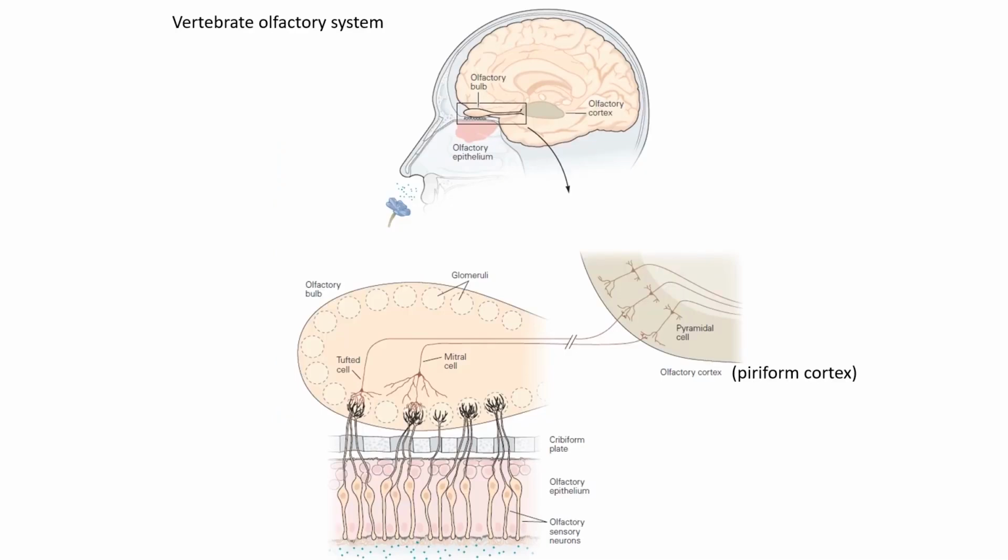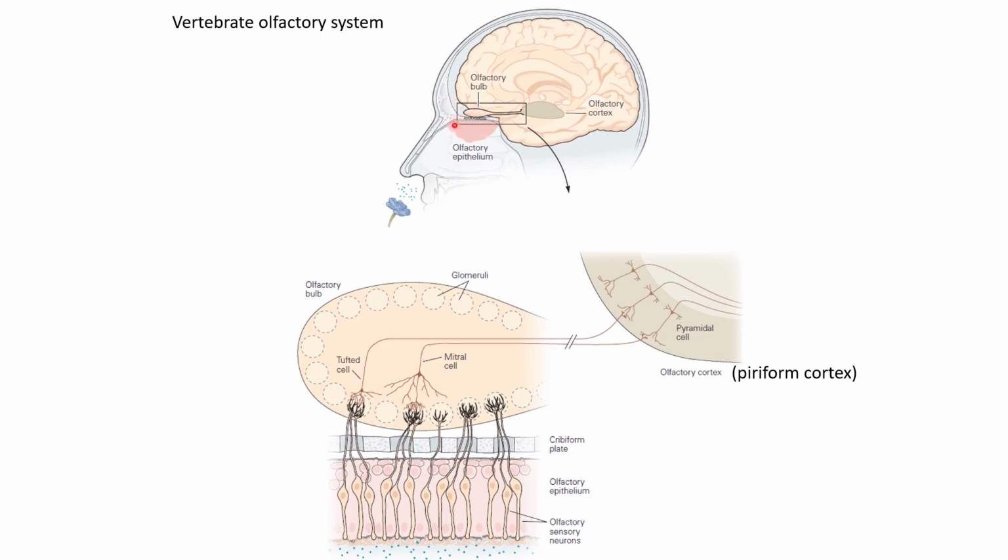Here is a schematic of the vertebrate olfactory system. We smell through the nose. The odors enter the nasal cavity, and inside the nasal cavity there is a region of the skin known as the olfactory epithelium. On this part of the skin, the olfactory sensory neurons are present, which contain the odorant receptors. The axons of these neurons then go to the brain, and in between there is a part of the skull known as the cribriform plate.